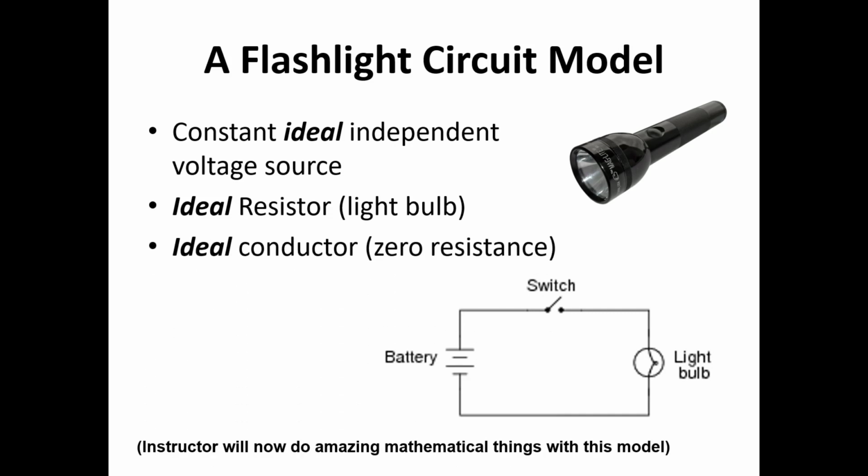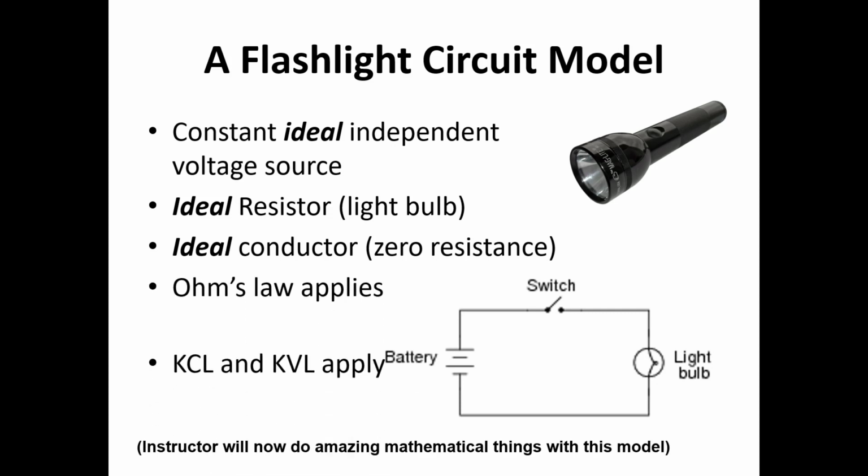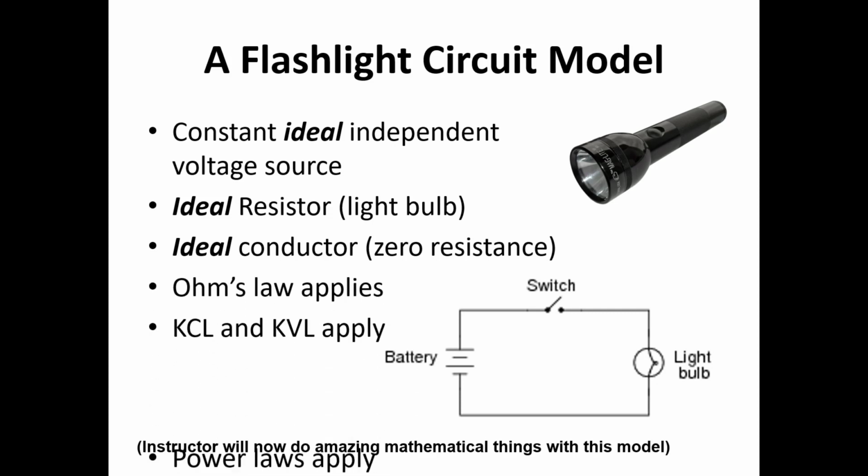We assume that the wire between the battery and the light bulb has 0 resistance. That may or may not be true, especially at the switch. Switches tend to have high resistance. Take one apart and look at it. You'll see that the connection points are very tiny. So we're going to apply Ohm's law and Kirchhoff's laws and power laws.